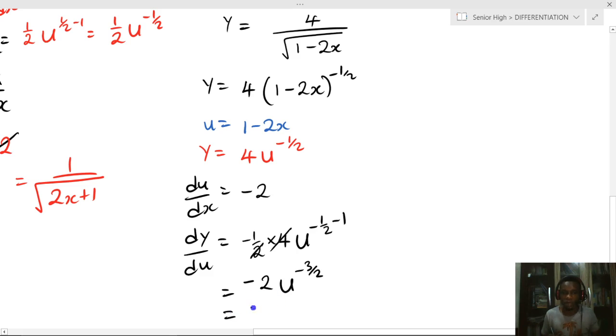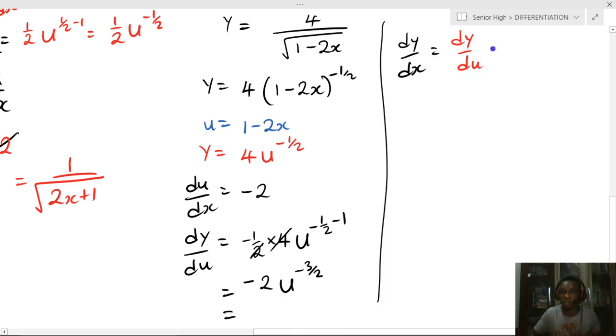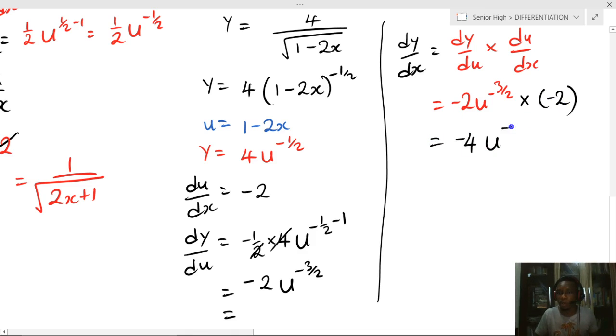Let me just leave it like this first, and then bring it into my new solving. So our dy dx is meant to be equal to dy du multiplying du dx. What is our dy du? Our dy du is minus 2u raised to the power minus 3 over 2, multiplying our du dx, which is minus 2. So minus 2 multiplying minus 2 gives us minus 4 u raised to the power minus 3 over 2.